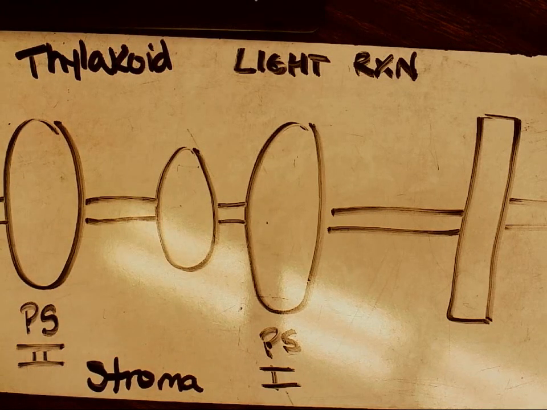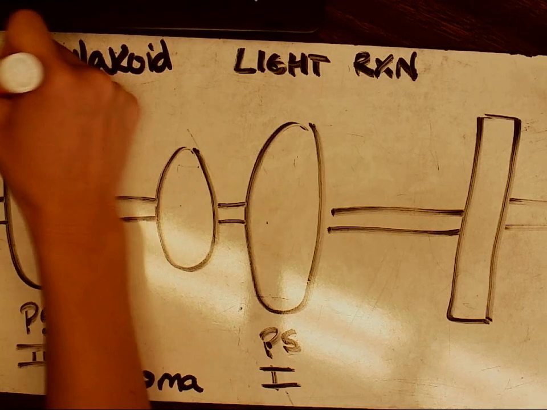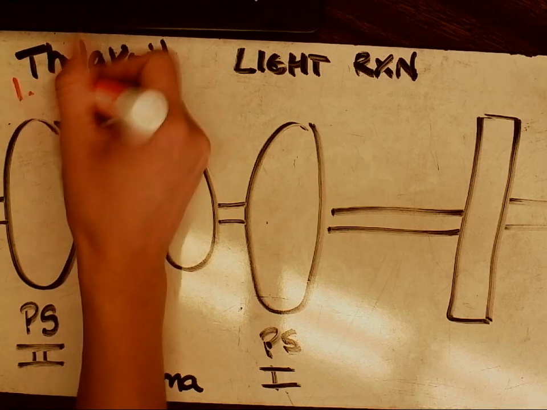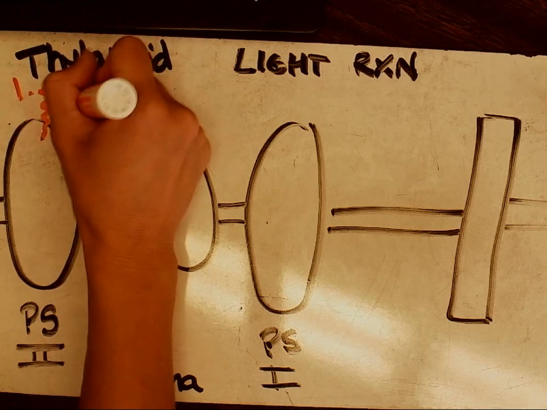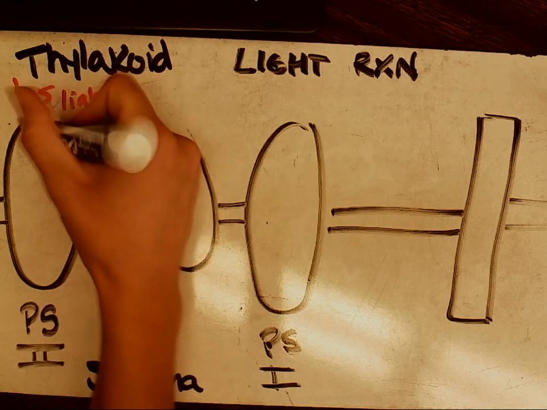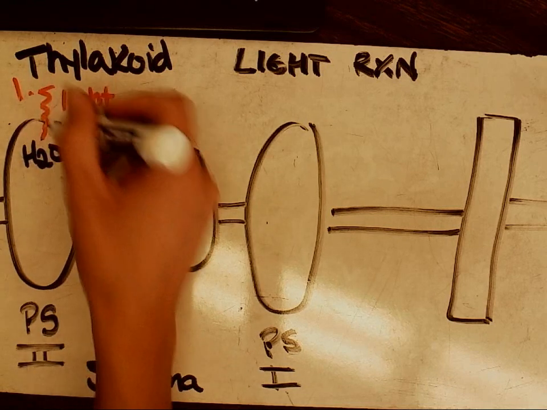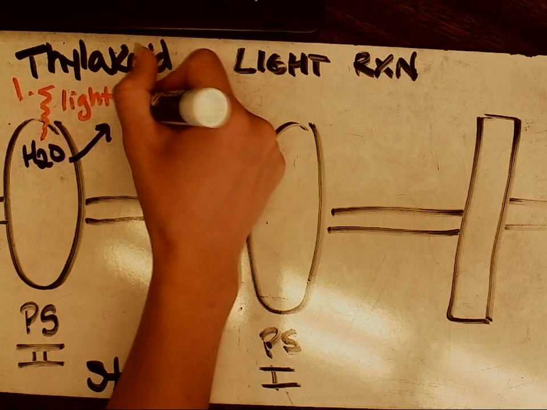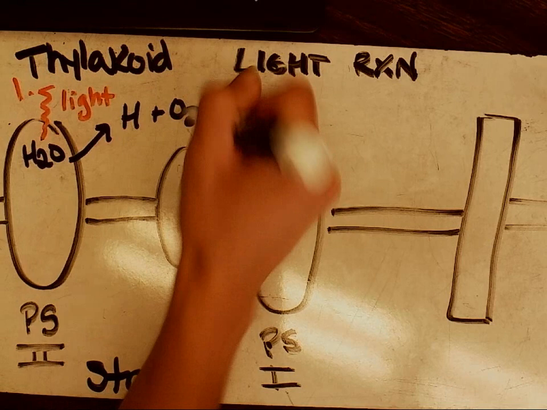Alright, the first thing that we need to know in the light reactions is step number 1. Number 1: light is going to come in and enter photosystem 2. It's really important to note that photosystem 2 is going to be before photosystem 1. So light strikes photosystem 2. In photosystem 2, there is water, and the light is actually going to break it down into hydrogen and oxygen.